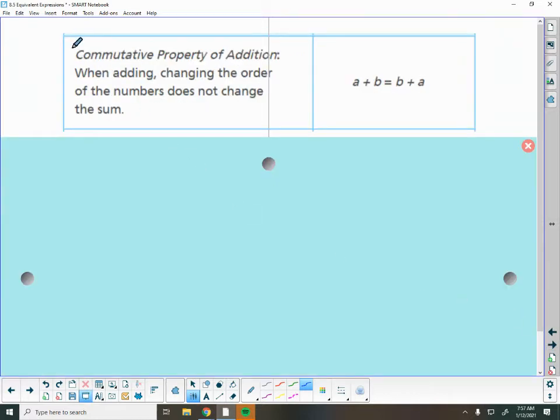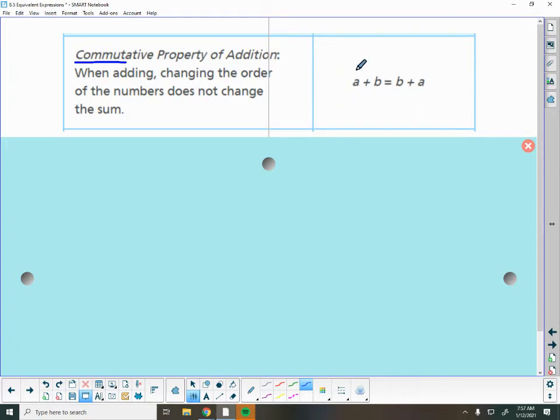The first one is the commutative property of addition. When I hear this word commute, when people drive to work, they commute to work. They drive to work, they commute to work, they drive home, they commuted back home. So we can do this when we are adding. What that means is we can change the order of the numbers and it will give us the same answer.